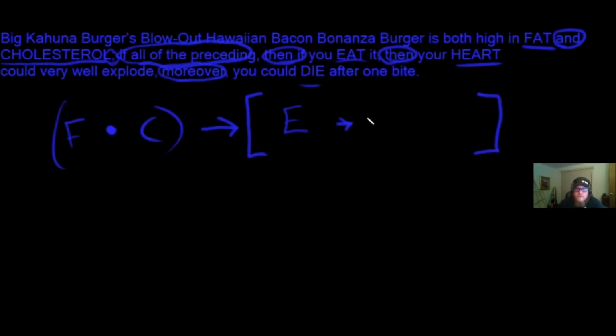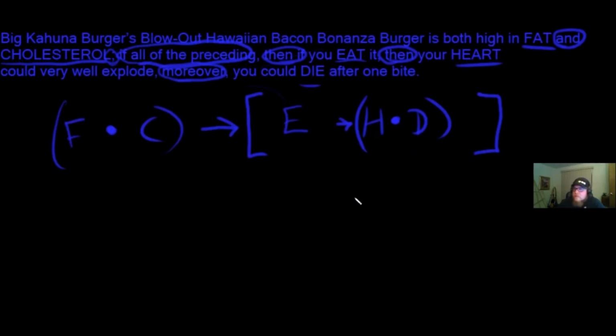Your heart could very well explode. Moreover, what does that mean? Oh, that's one of those fancy words that means and. Which means, by the way, here's a grouping. Moreover, you could die after one bite. There it is. So look, this burger, all this nonsense, Big Kahuna Burger's blowout Hawaiian Bacon Bonanza Burger, this thing is high in fat and cholesterol. If that's true, then if you eat it, then your heart could explode and you could die. That's what this is saying. And this is the correct translation for this.